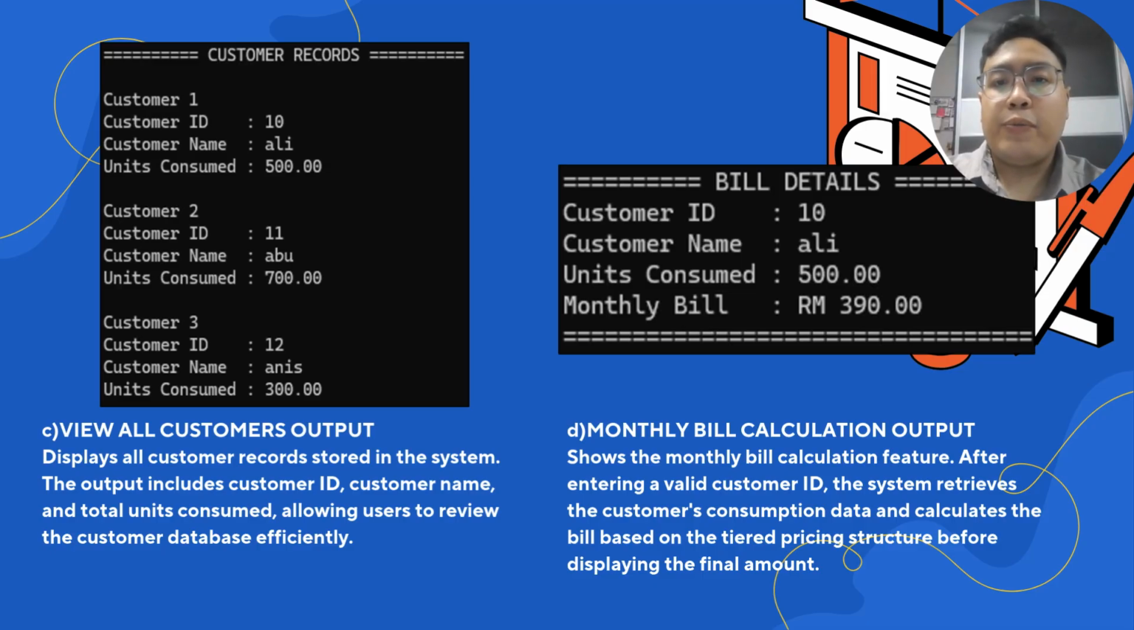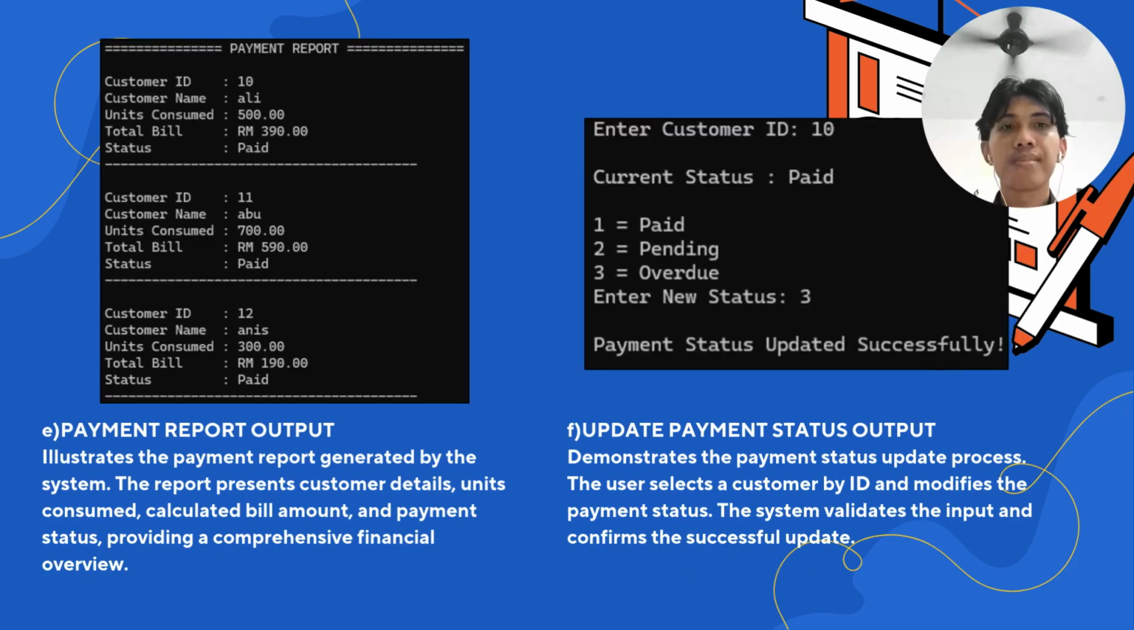So here the first output displays all the customer records stored in the system, including customer ID, customer name, and units consumed. So the second output demonstrates the monthly bill calculation. The system retrieves customer information and calculates the bill automatically based on the tiered pricing structure.